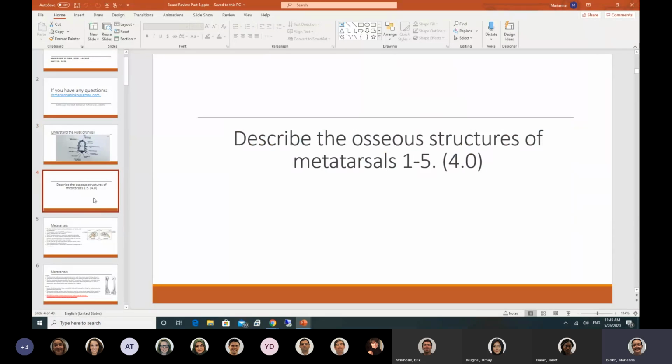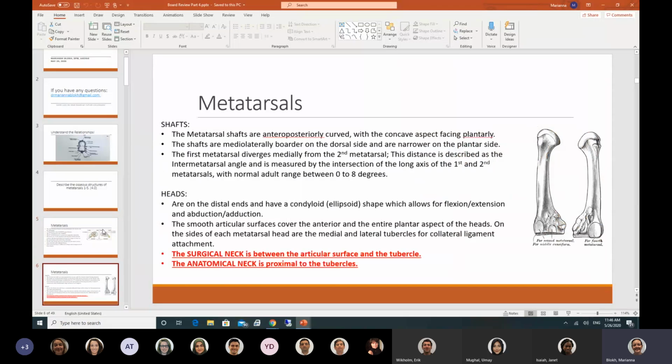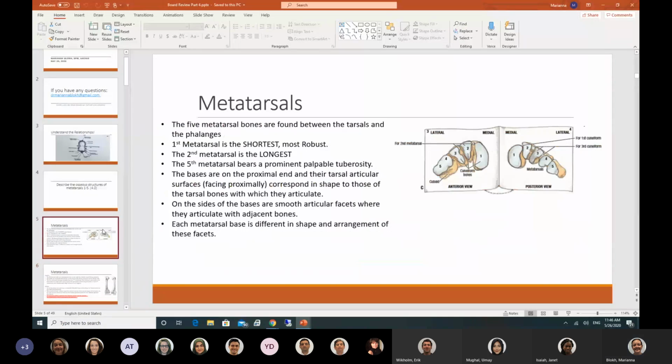So, osteostructures of the metatarsals, we know that they do ask about metatarsals. It could be simple questions like, which of the following are true except? The first metatarsal is shortest and most robust, the second metatarsal is the longest, the fifth metatarsal bears a prominent palpable tuberosity. Easy questions to give, but by now you should be familiar with them. Also, understand the shapes of the base of the metatarsals and how they correspond to the articular surfaces on the cuneiforms and the cuboid.